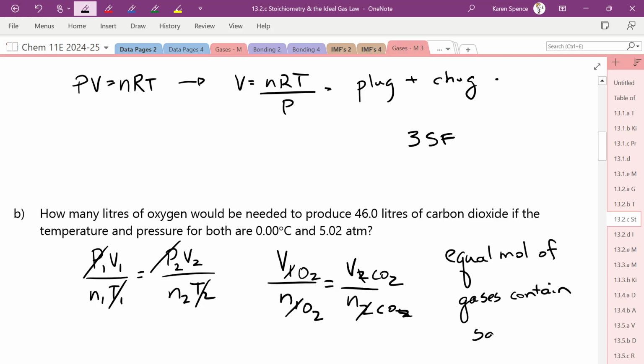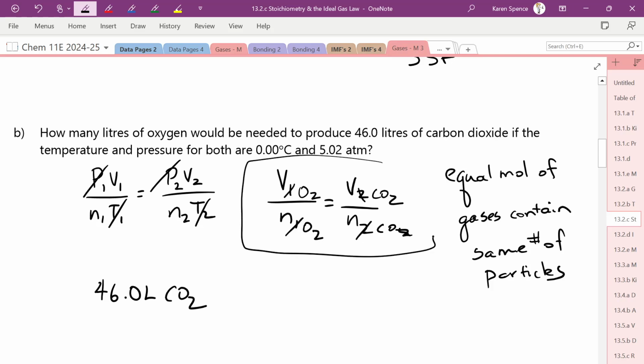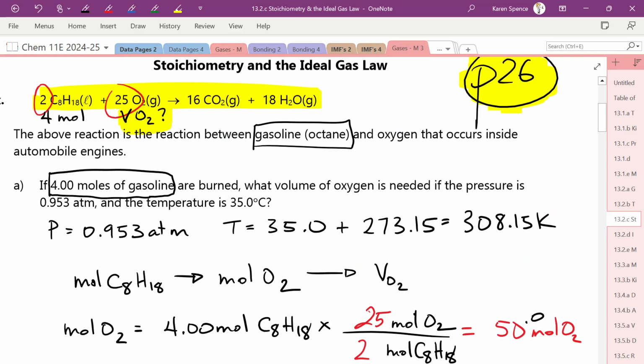Contain the same number of particles. So if we have 46 liters of CO2, it's going to end up being the same as this, to be honest. But you can use the mole ratio as a volume ratio because the volumes will be 2 to 20, it'll be 16 to 25.